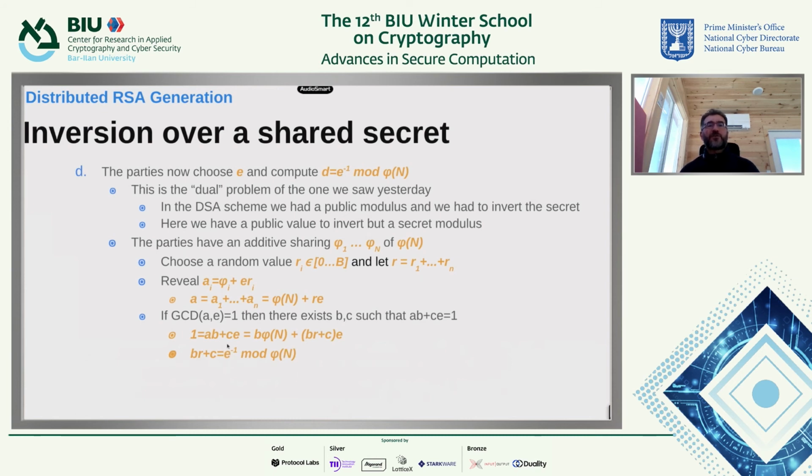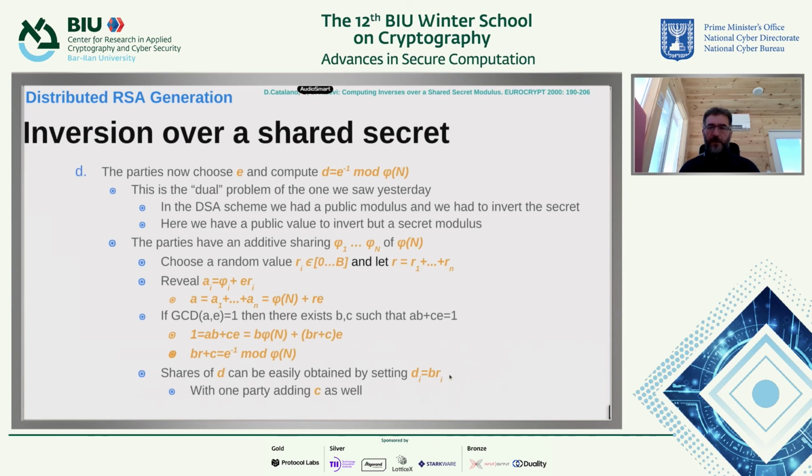And here you see why you're getting a D which is somehow a bit large, because you want this R to be substantially larger than phi(N), right? So you're going somehow an order of magnitude, probably the size of N squared, to get your statistical secrecy, which makes your shares of D somewhat bigger, right? Because now you can set your shares of D_i to be just, there should be a C in there, right? BR_i plus C, obviously. Well, I think C goes only in the first party, so you're right. So C goes, one party adds C and the other guys put BR_i. Any questions?